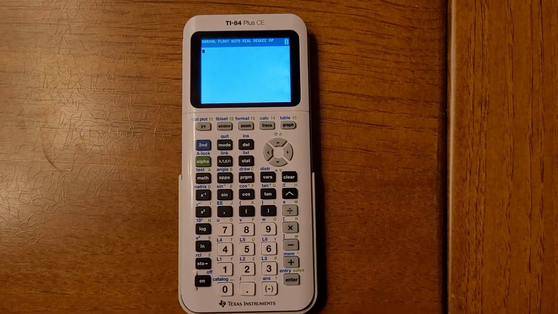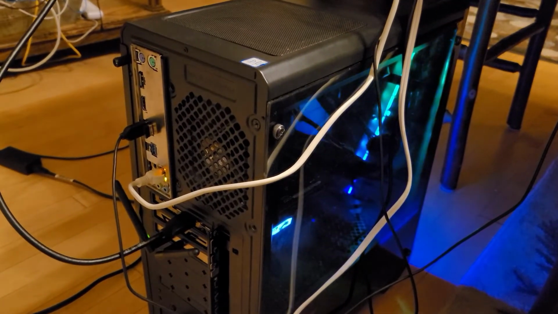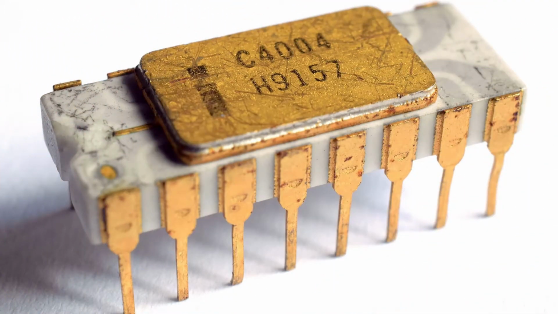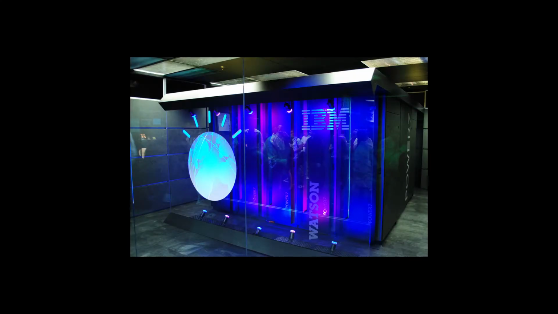These calculators used processing chips similar to the ones you would find in a modern computer, except much less efficient and powerful. The Intel 4004 was the first commercially available microprocessor, which kicked off the digital revolution. Soon the Intel 8008 was released, and then the 8080 and the 8086. Texas Instruments then created its own microprocessor design, as well as IBM for its own personal computers a decade later.